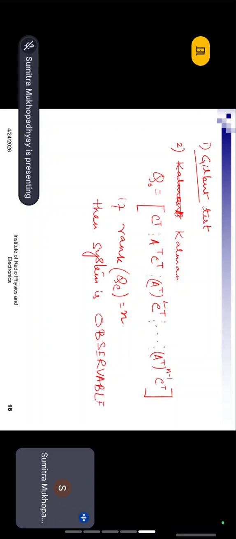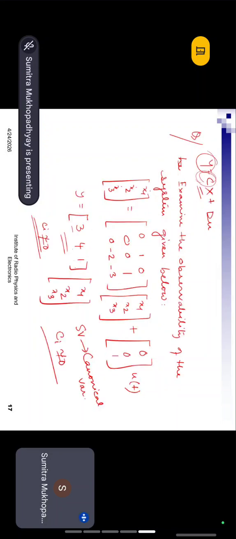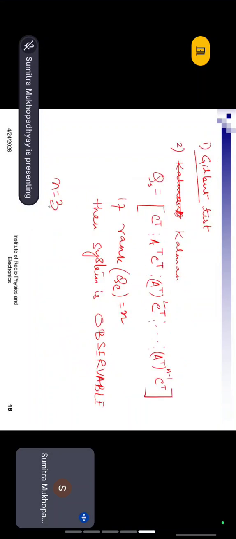Now, for this problem, n is equal to 3. The problem whichever we are discussing, n equal to 3. So you have to construct a matrix like this. Q observable is something like C transpose, A transpose C transpose, and A transpose whole square C transpose. So what is your C transpose? C transpose is 3, 4, 1.